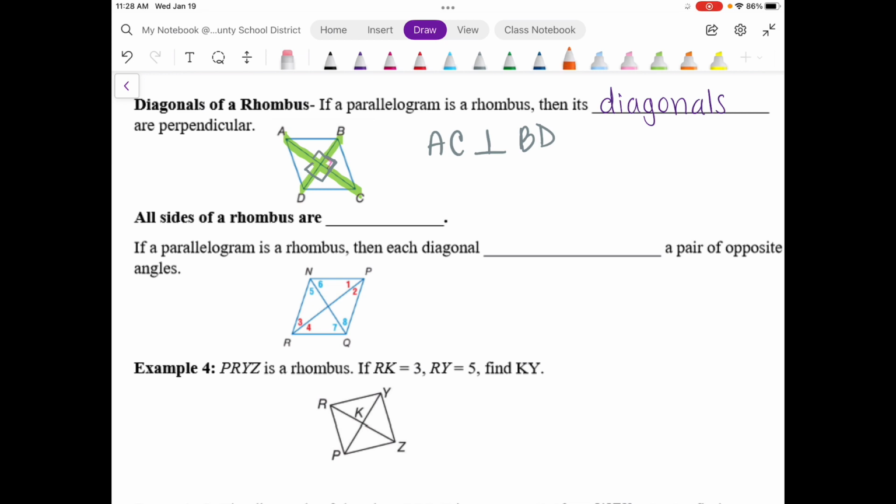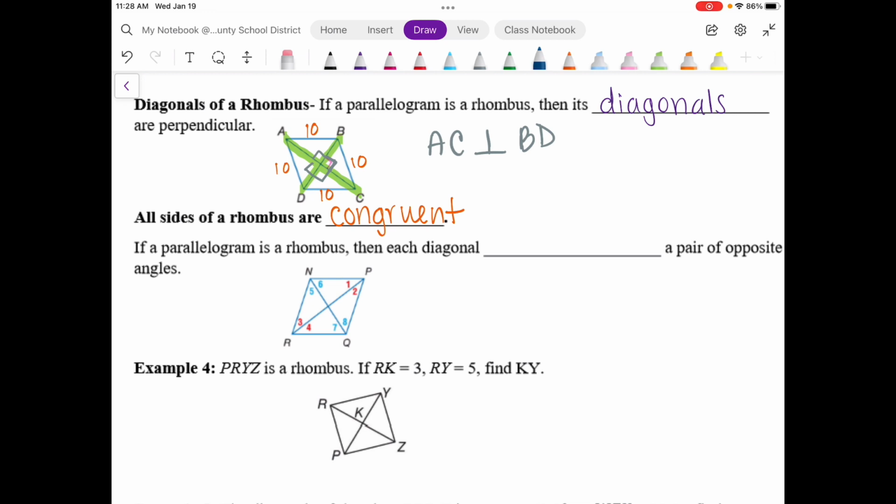Next, we have all sides of a rhombus are congruent. Okay, so that means that they are equal to each other. They have the same measurement. So if this is 10, this is 10, and they are all 10. Okay, all sides in a rhombus are congruent.